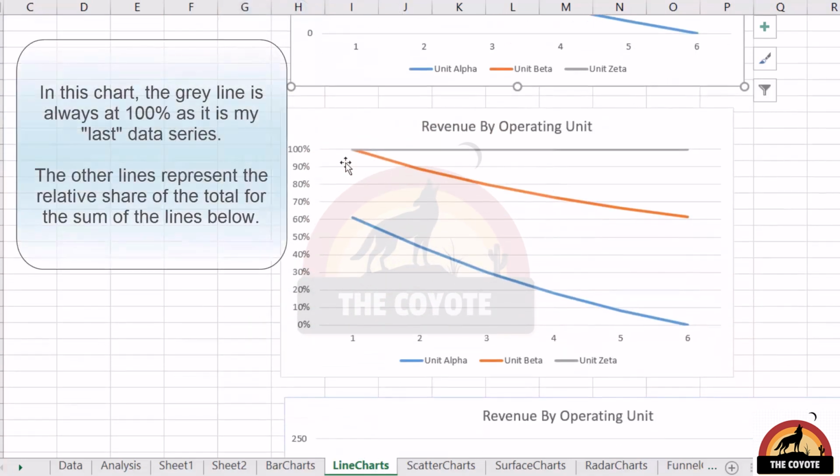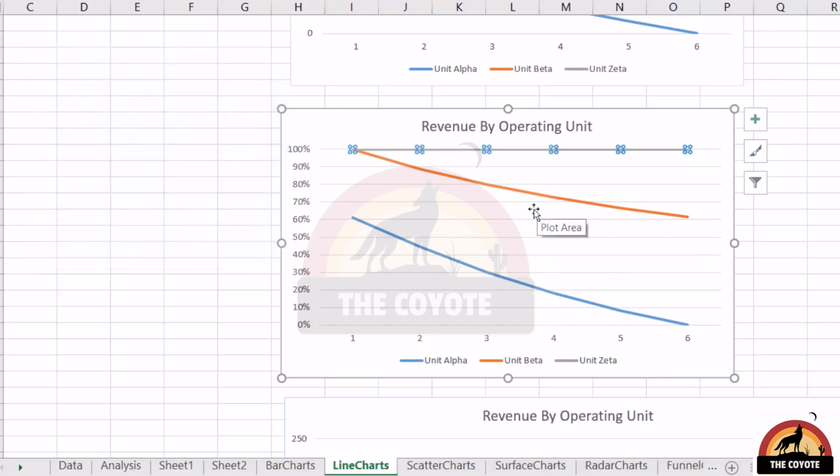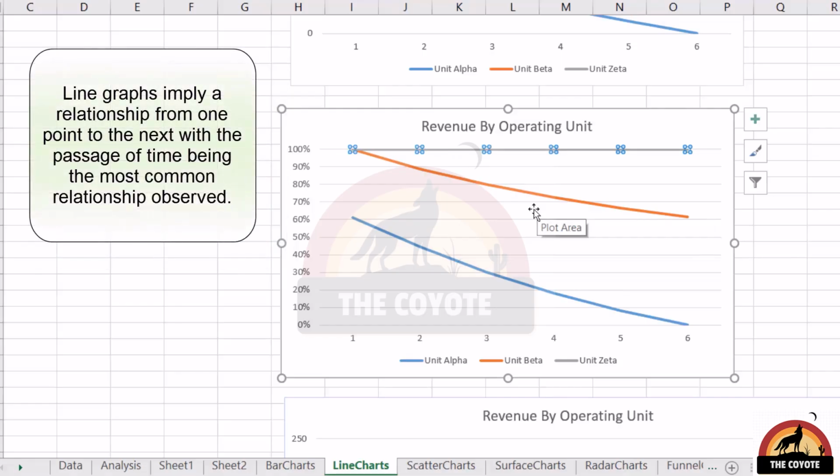The stacked 100% line does the same thing, except it sets its total to 100%. So you can see that the blue line starts at 60% and ends up at 0%. But when adding the blue, the orange, and the gray, you always end at 100%. These charts are most often useful for looking at how they change over time.